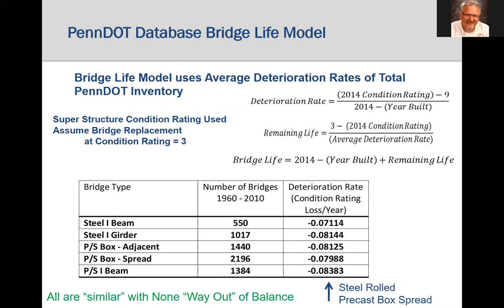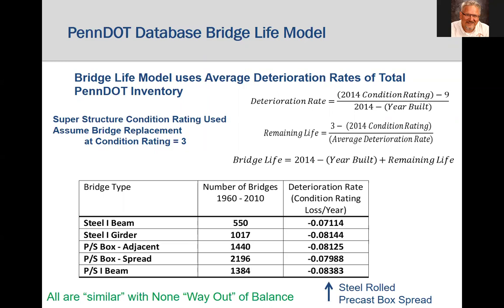It was assumed that the bridge had a rating of 9 when it was built. A deterioration rate was determined based on the condition rating in the year 2014 by the change in rating divided by the years. The change in rating from when it was built to the condition rating in 2014 divided by the years of service so far. With the deterioration rate, the remaining life can be estimated by assuming the bridge would be replaced when the superstructure condition rating became a 3. And the bridge life is the sum of the remaining life added to the current age.